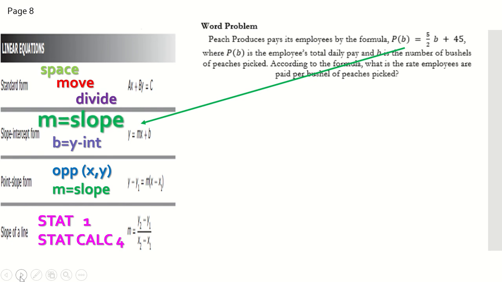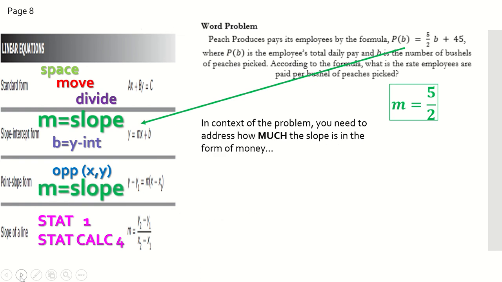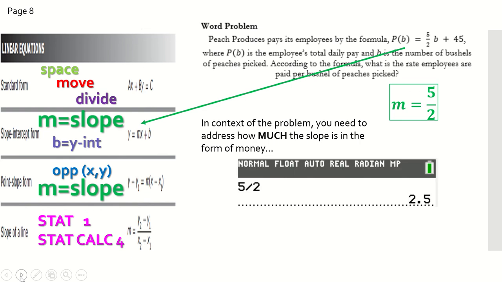So this equation I recognize as y equals mx plus b, and I'm looking for the rate at which they are paid per bushel. So the rate per bushel would be the 5/2, but if we're talking money, we would need to convert that to a decimal in the context of the problem. So 5/2, 5 divided by 2, would be $2.50 per bushel.